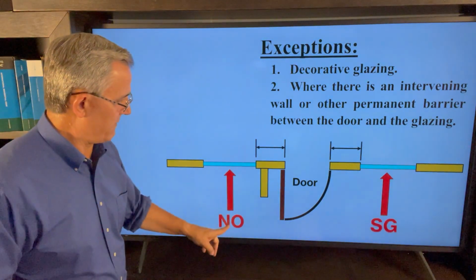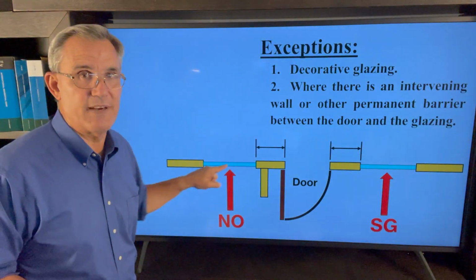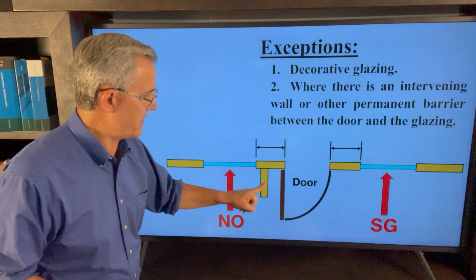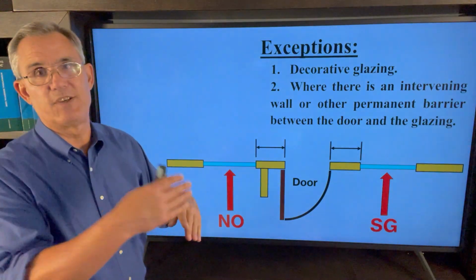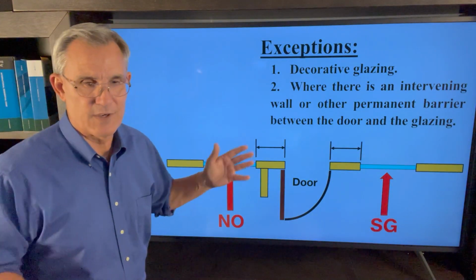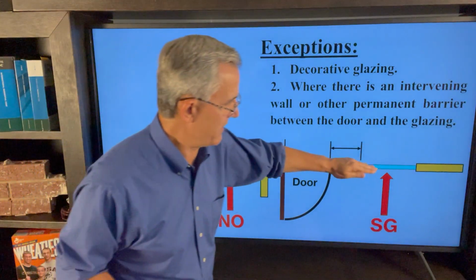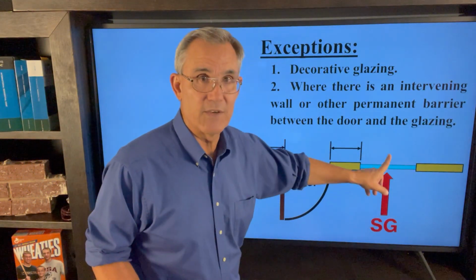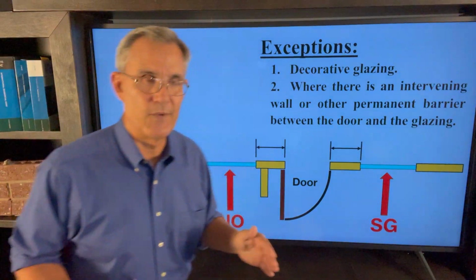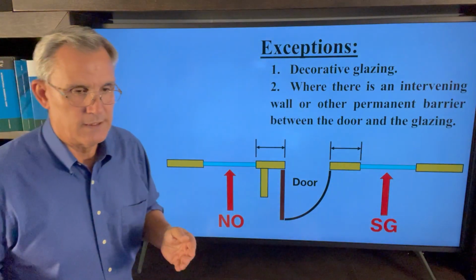So if this happens, obviously, no, this does not have to be safety glass because the door can't hit that and it would not shove you through the glass window, so it wouldn't affect you. But on the other hand, again, we're on the same plane within 24 inches. This one would be safety glass. So go from there.